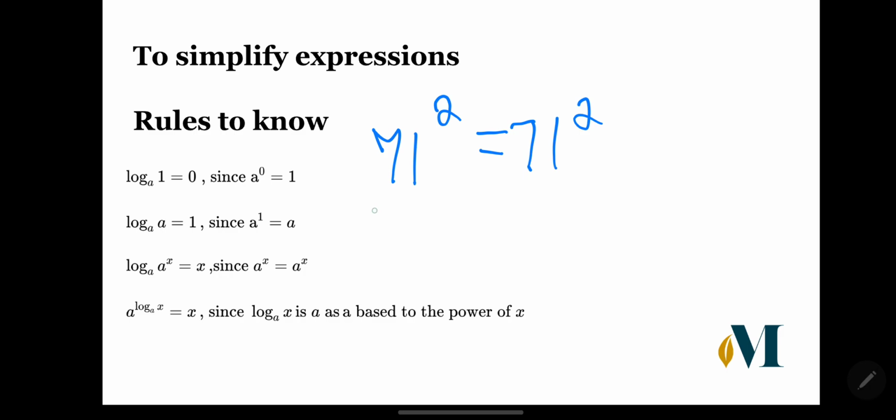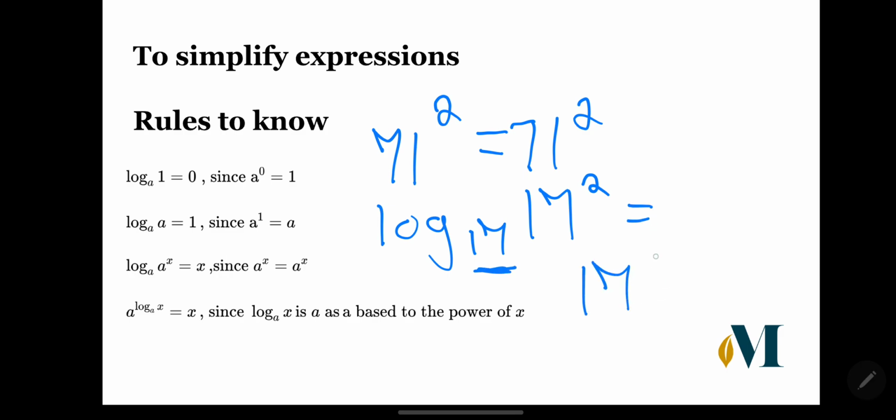All right. So if I have log base 17 of 17 squared, what can I raise 17 to, to get 17 to the power of 2? Well, of course, we're going to raise it to 2. So we're going to put that 2 there. So, yeah, x would be 2.